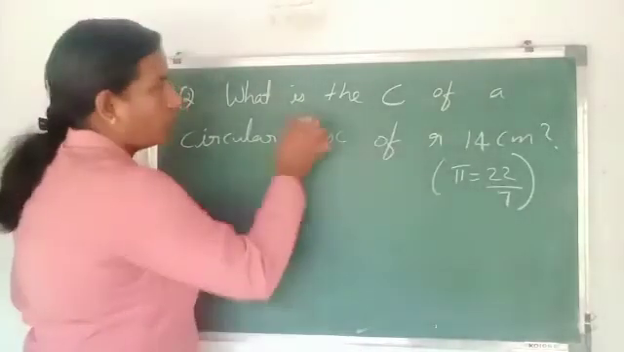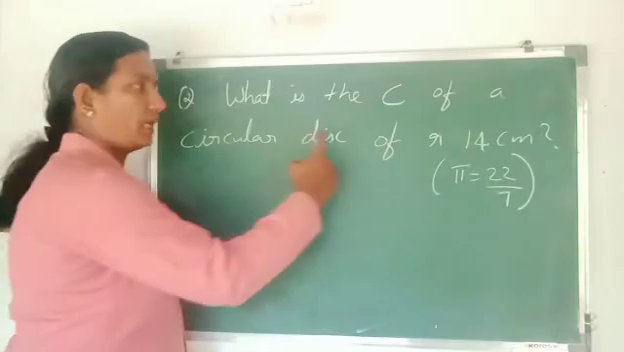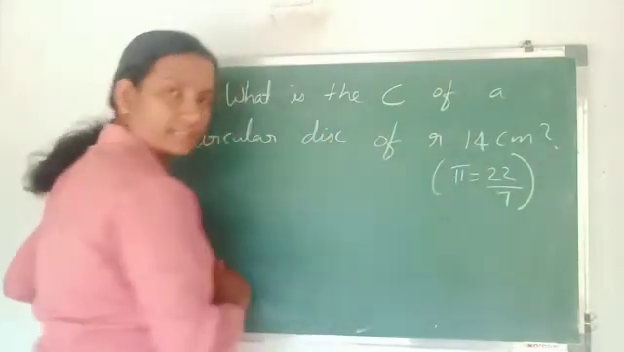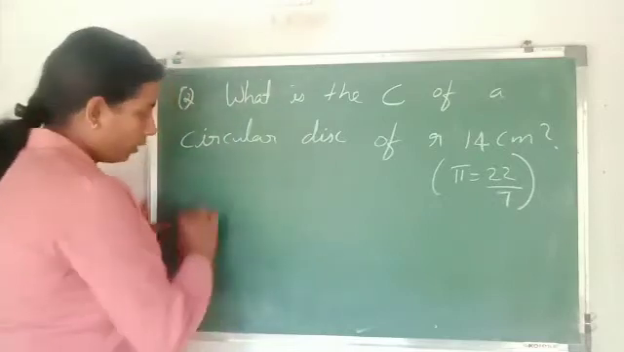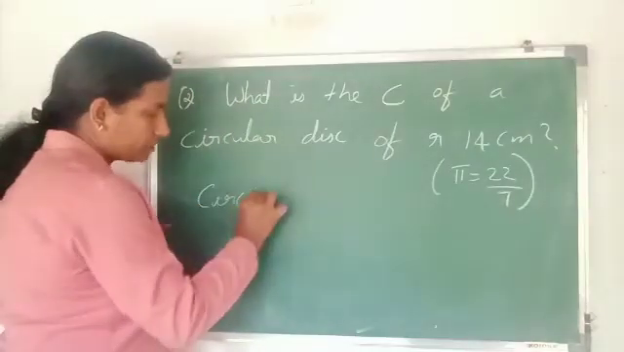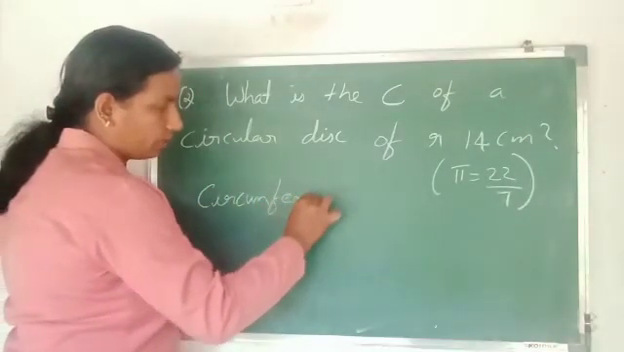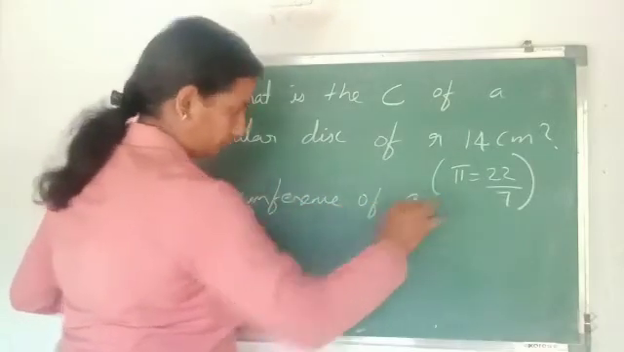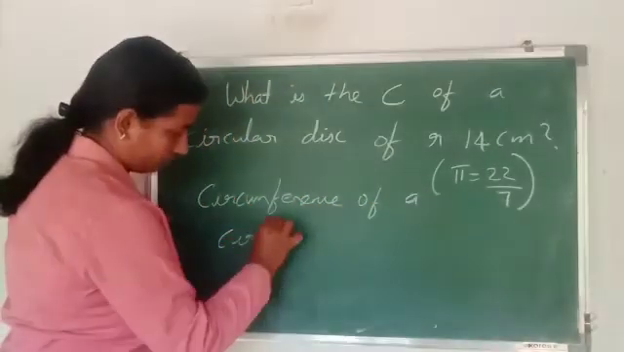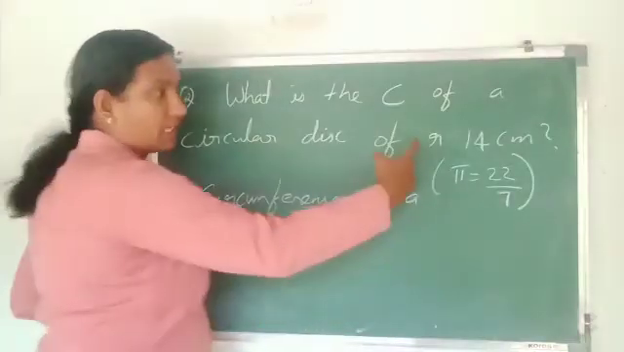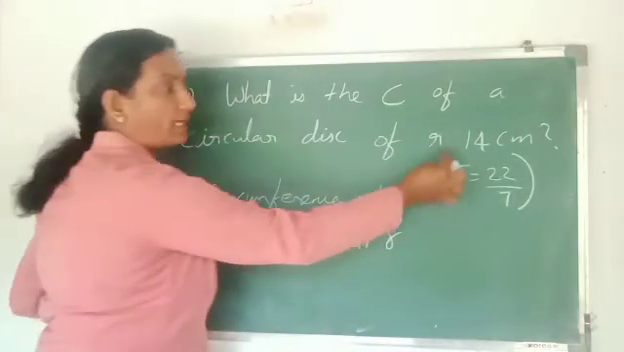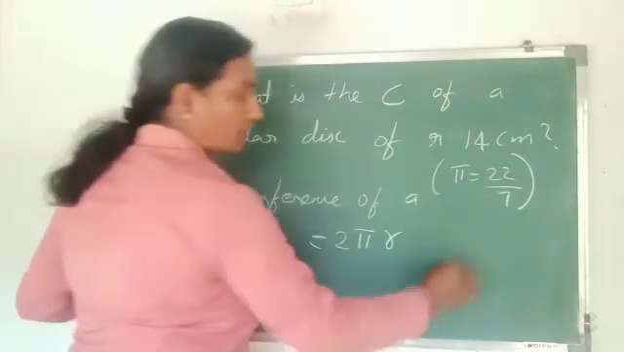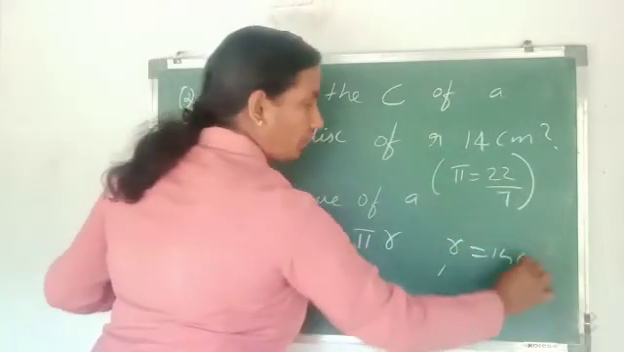Next question. What is the circumference of a circular disc of radius 14 centimeter? Take pi is equal to 22 by 7. Okay. What is the circumference of a circle? Here what is given? Radius. So we select the equation 2 pi r because r is given. Okay, 2 pi r. What is r? r is equal to 14 centimeter.